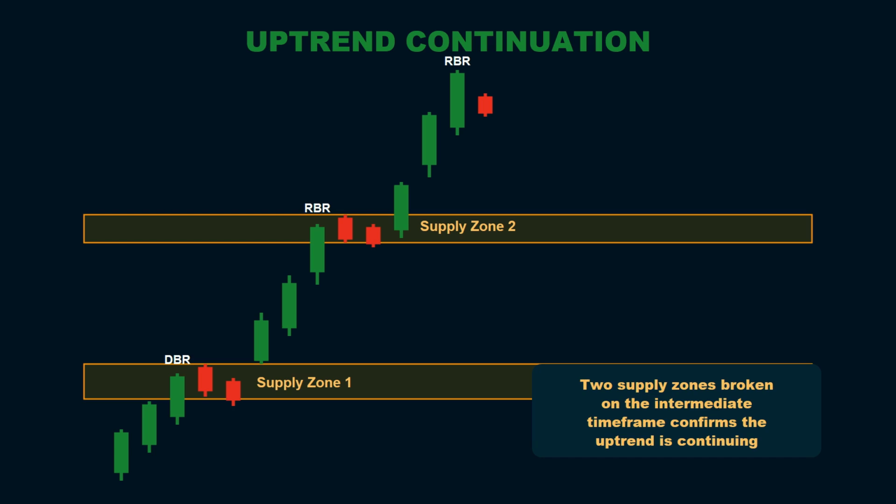Now, here's where people get burned. One broken zone by itself is common inside a completely healthy trend. Strong trends punch through zones all the time without reversing. That's actually a sign of strength, not weakness.